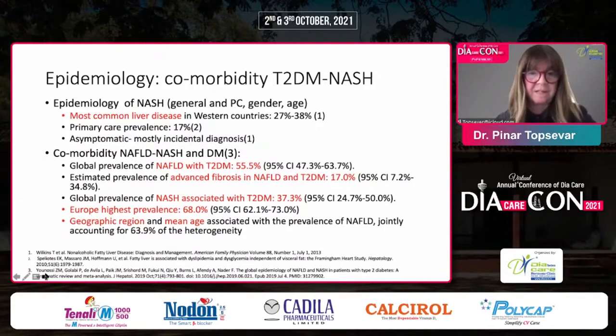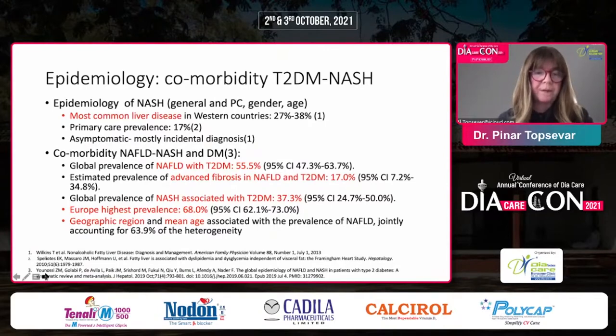And if we look at the coexistence of non-alcoholic fatty liver disease and diabetes, we know that there's a high level of coexistence. Over 55% have been given in some studies. And the bad thing is, even the stages of advanced fibrosis are quite high: 17%, nearly 20%. And the global prevalence of the association of NASH and type 2 diabetes has been estimated as high as 37%, nearly 40%.